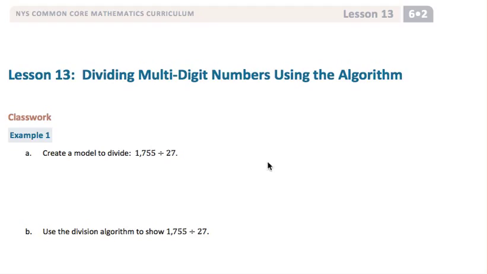We can estimate, to give us a good idea of whether we're close or not, and 1,755 is close to 1,800, which I know is easily divided by 30, which is close to 27. 1,800 divided by 30 would be 60. So now when we set up our problem, we have some numbers that we can start with.